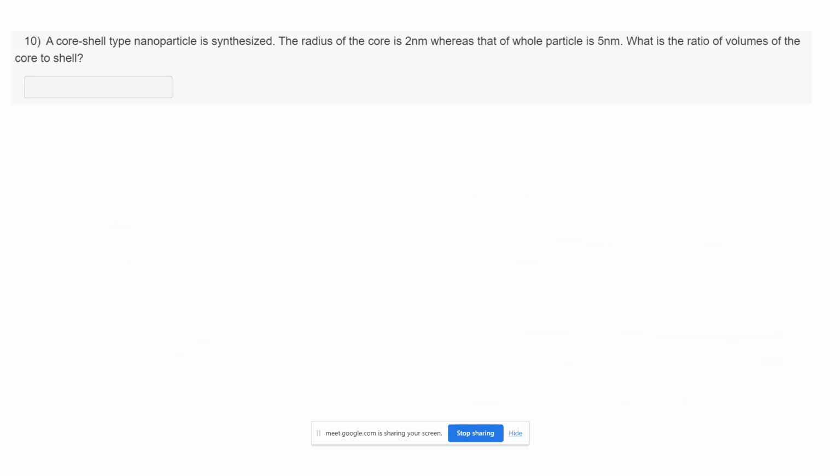And the last question was, a core shell type nanoparticle is synthesized. The radius of the core is 2 nanometer, whereas that of the whole particle is 5 nanometer. What is the ratio of volumes of the core to the shell?